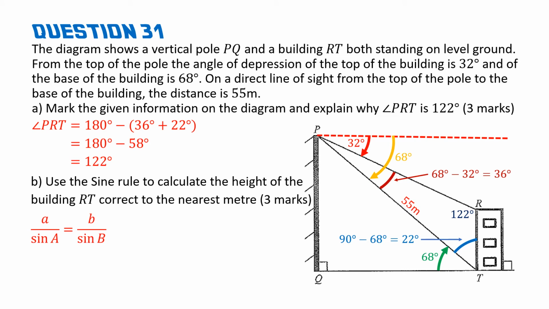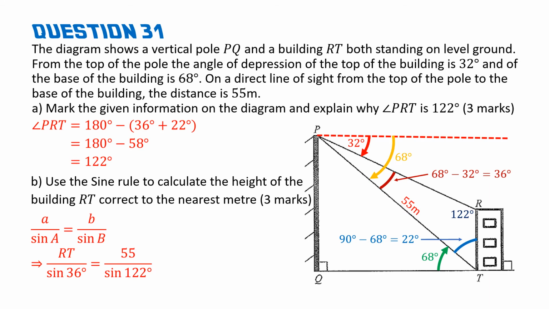So remembering that our sine rule is a on sine A being equal to b on sine B, we're going to have a, the length we want to find, be RT. So then that's going to be over our angle RPT, which we know is 36 degrees. And then that's going to be equal to b, the length given to us, 55 meters, over the angle that was given to us, sine of 122 degrees. Right, so even if we didn't know how to do part A, we've been given that information.